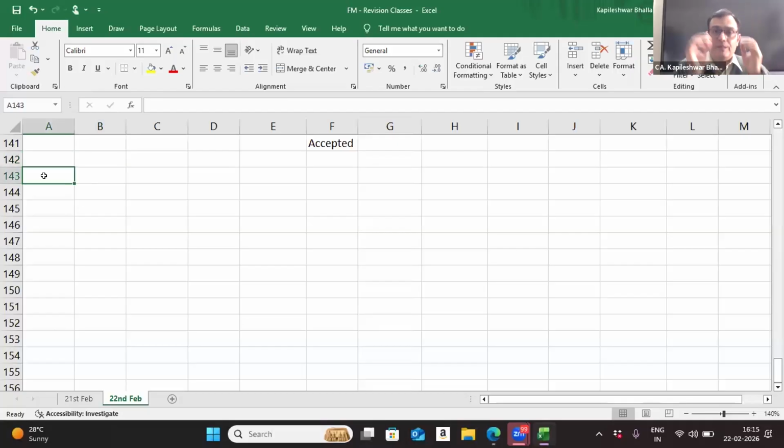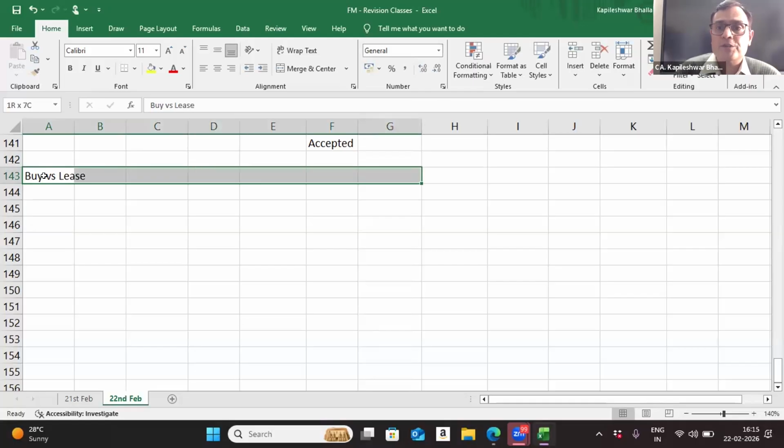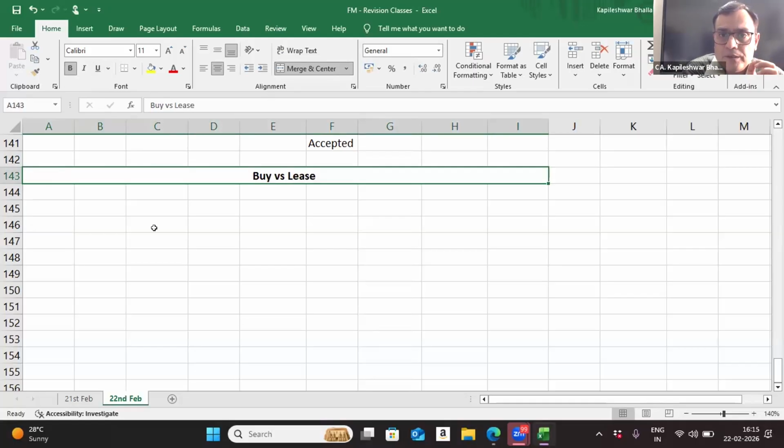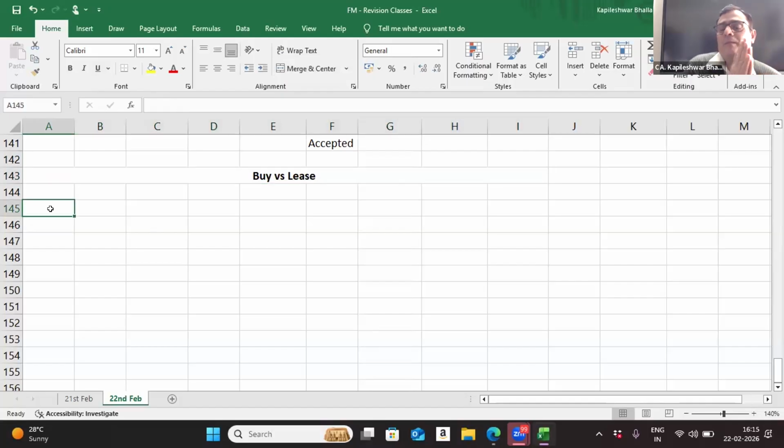Now, the idea is to discuss what happens on a lease and what happens when you are considering taking it on outright purchase. So we are now looking at buy versus lease. We're now looking at decisions for buy versus lease. Now let's first conceptually make a quick revision in terms of buy versus lease, that what kind of considerations should go at the back of the mind.